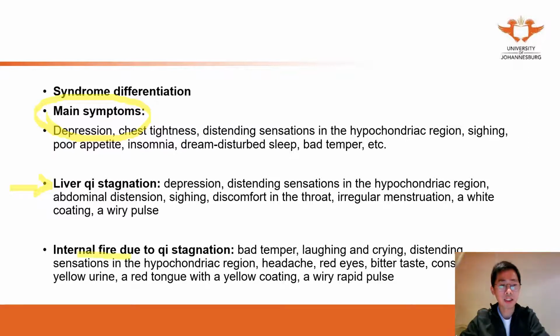Fire, the heat. You must have something yellow, a red tongue, yellow coating, yellow urine. Bad temper, it's related to the liver. Sometimes laughing, sometimes crying, this is the emotional disorder. Distending sensation, that's the qi stagnation.